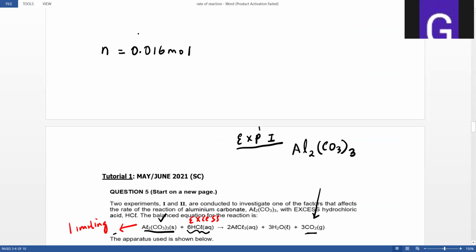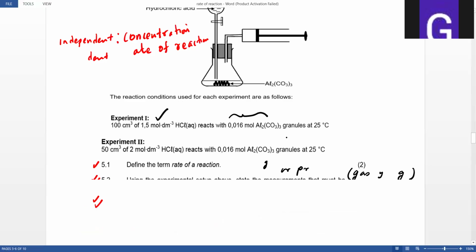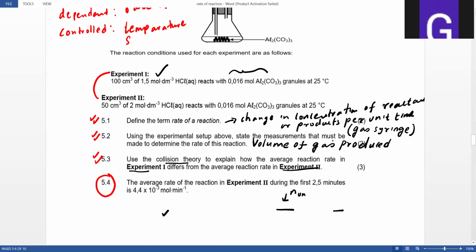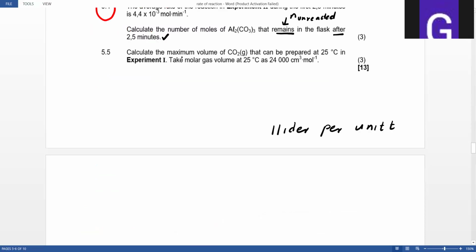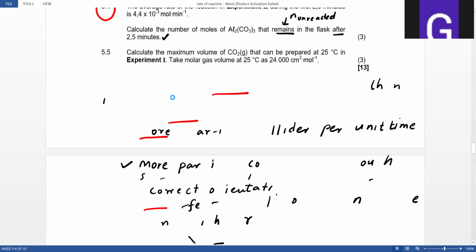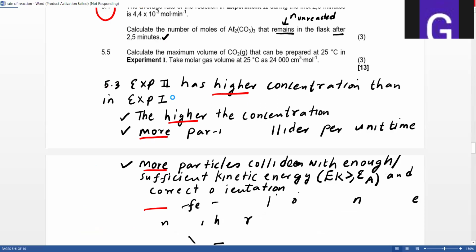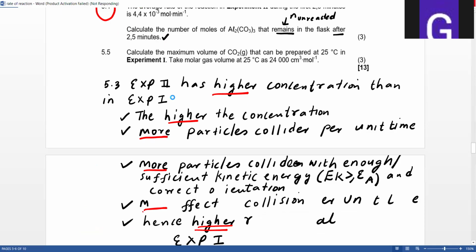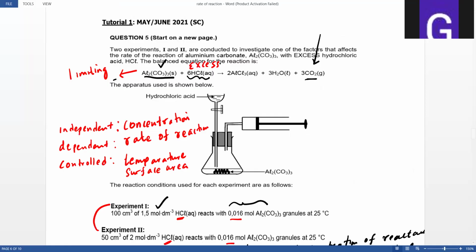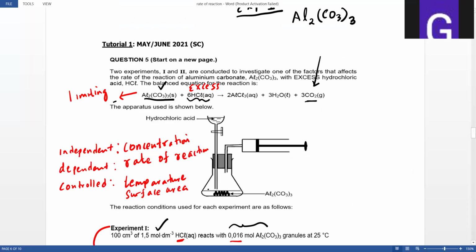Because they said this is the limiting, it means it will be used up completely in the reaction, because they did not specify during what time. So we just assume that this has happened at the end of the reaction. Okay, so let us now use the information to actually calculate the maximum mass of carbon dioxide in experiment 1.